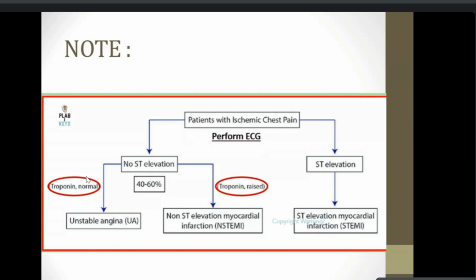After that, we will move to the troponin. We will see if it was normal or raised. If it was normal, which means an unstable angina, or if it was raised, we will think about a non-ST elevation myocardial infarction. If it was ST elevation, we will think about the ST elevation myocardial infarction.